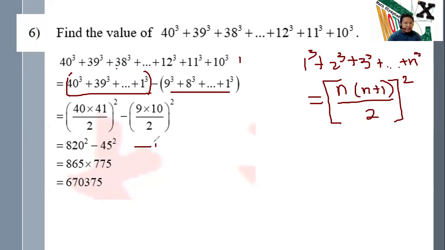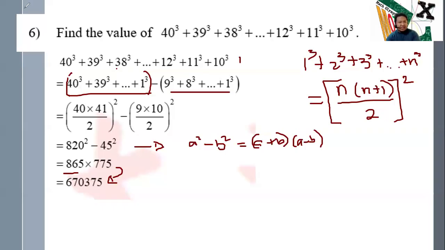Then we can apply the formula from a while ago: a squared minus b squared is equivalent to a plus b times a minus b. There's a technique here. That's a plus b, 865, and 820 minus 45 is 775. We multiply those to get the answer, 670,375. And that's the answer to our question.